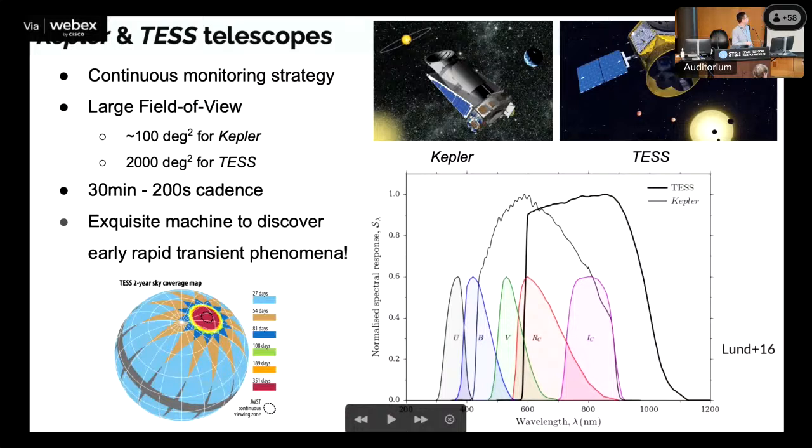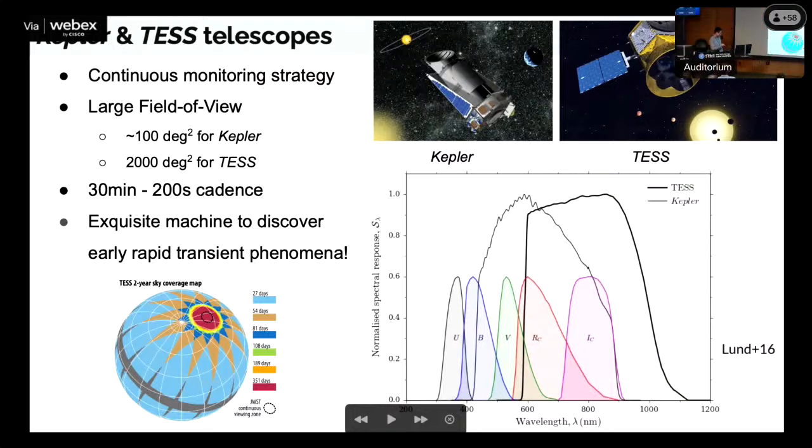And this actually also makes them very good machines to detect fast evolving transient phenomena, as chances are that when a supernova or transient explodes in their field of view, we can get a high cadence light curve for these transients from before the explosion to the later phase, for free, basically.